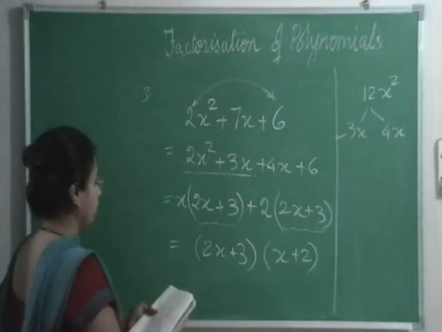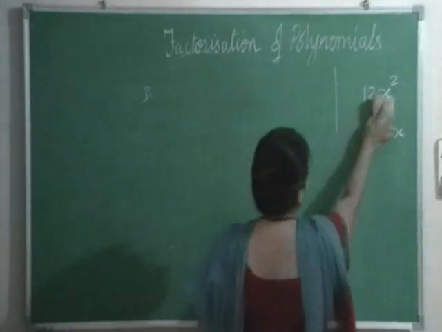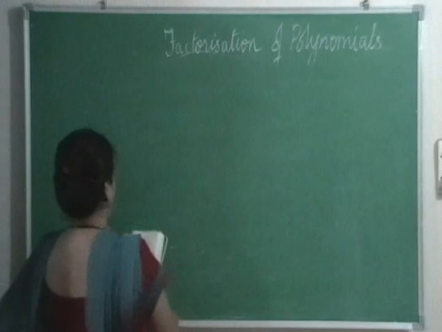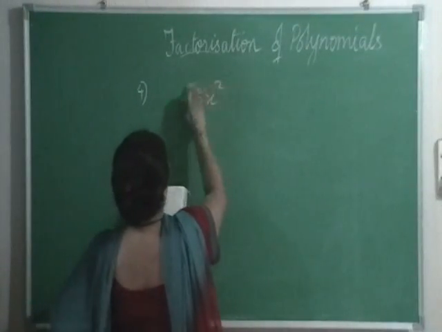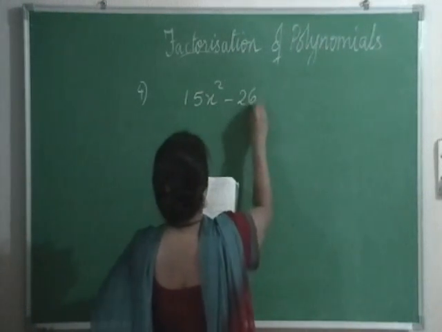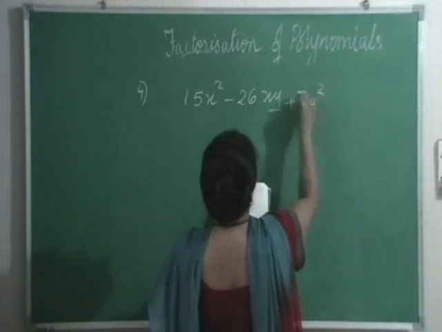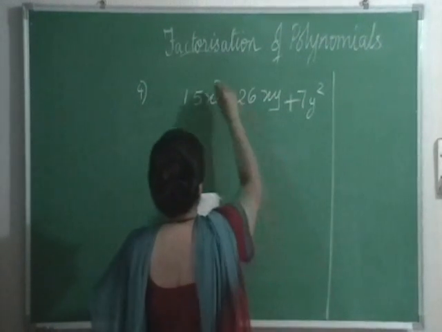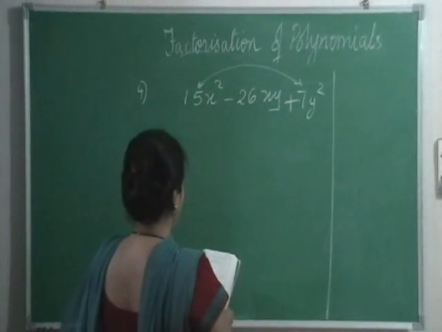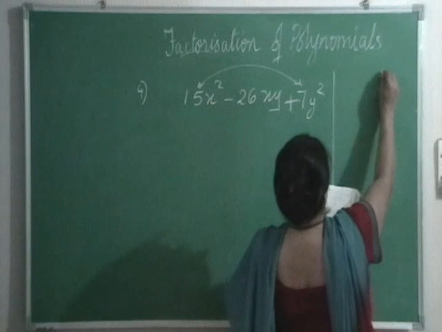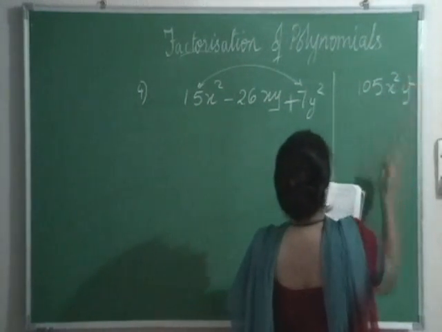Take example number 4. Example number 4 is 15x square minus 26xy plus 7y square. Multiply the first and the last term. What is the multiplication of the first and the last term? 105 x square y square.